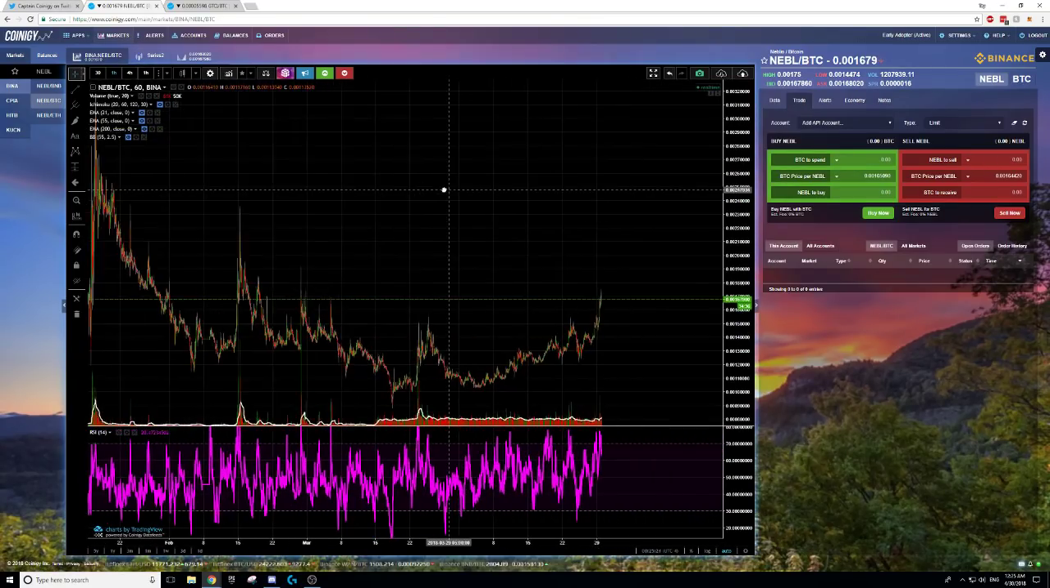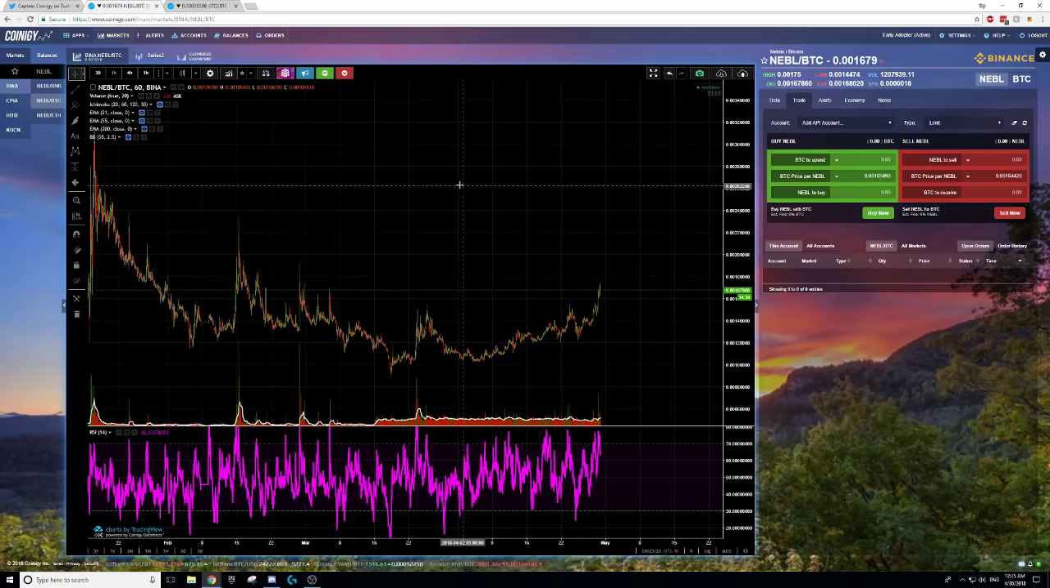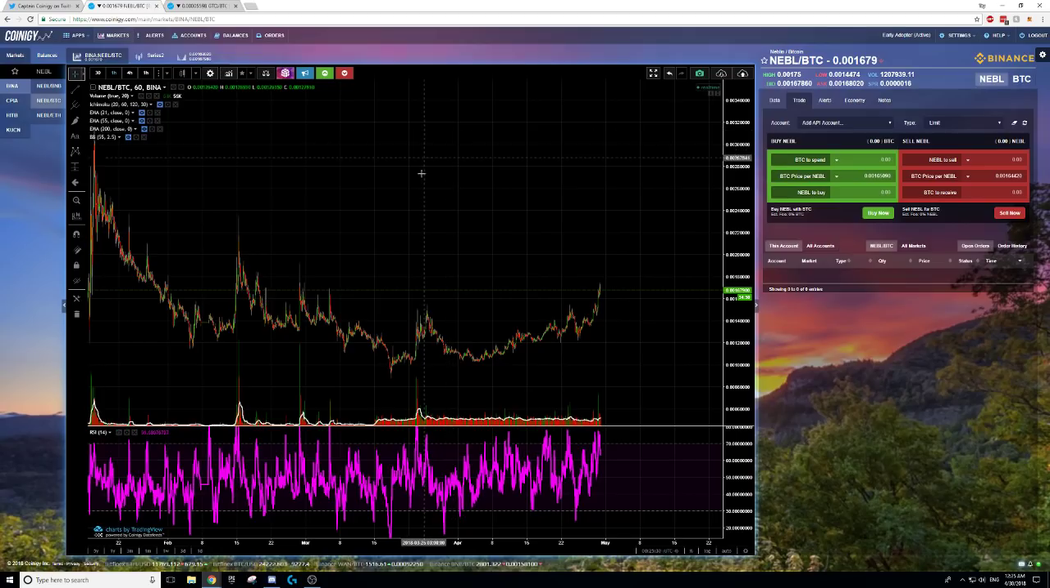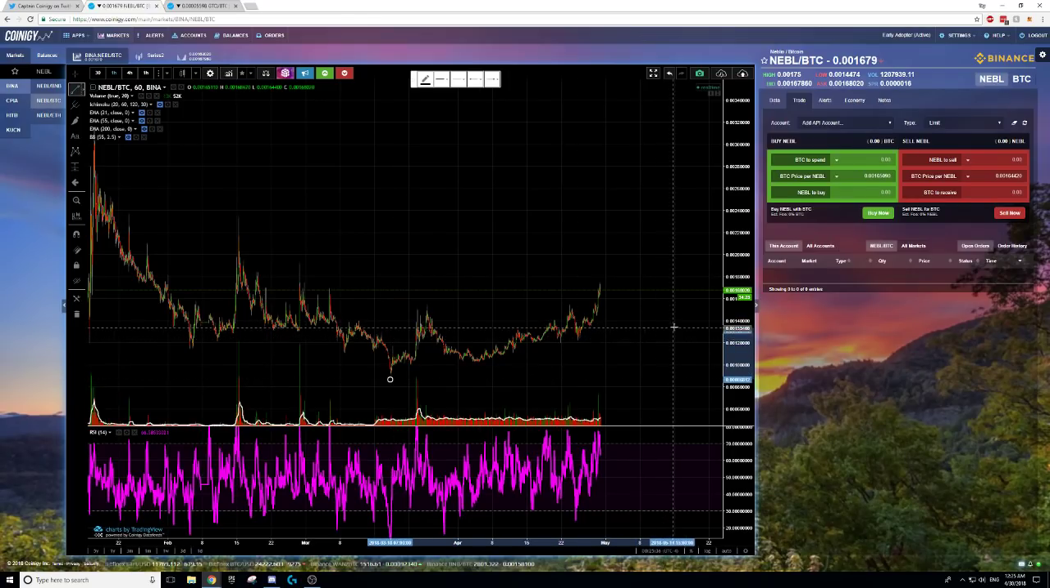Nebel. Is this Neblius or Nebli? I'm not sure. I forget what it stands for. I just remember Ian Bellina talking about it. All right. This is what I immediately see.